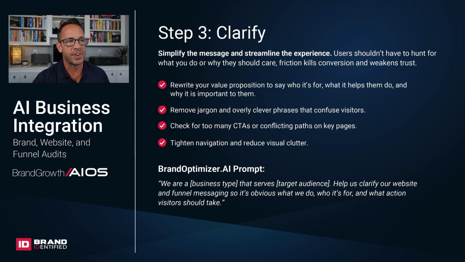So rewrite your value proposition to say who it's for, what it helps them do, and why it's important to them. Remove jargon and overly clever phrases that may confuse the visitors, and check for too many CTAs or conflicting paths on key pages. And then also tighten up your navigation and reduce visual clutter. And then as always, I've given you another brandoptimizer.ai prompt here for step number 3.